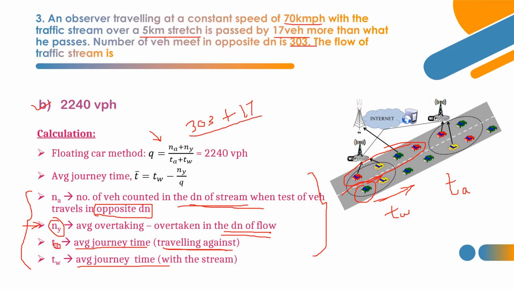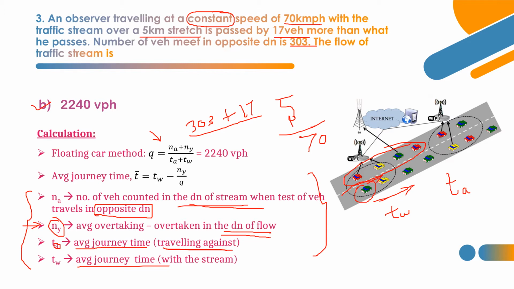divided by time. Time is nothing but distance by speed, that gives the time. So 5 kilometers is the length of the stretch, divided by the speed, given as 70 kilometers per hour. So 5 by 70 is the time, and it is given as constant speed. That means TA is equal to TW. The average journey time taken against the stream is equal to the journey time along with the stream. So that's why 5 by 70 for TA and also 5 by 70 for TW.